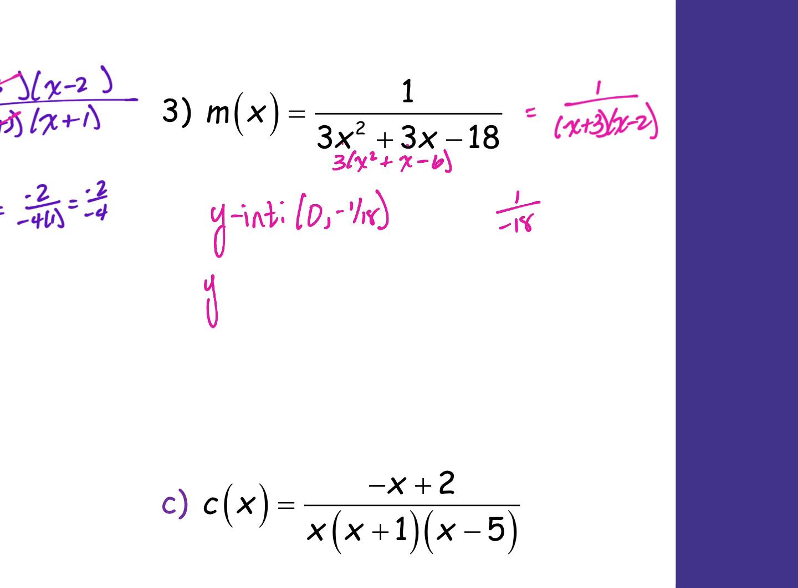And my x-intercept is going to be: set y equal to 0. Set my numerator equal to 0. Does 1 equal 0? No. So guess what? None. I don't have an x-intercept this time because 1 cannot equal 0.